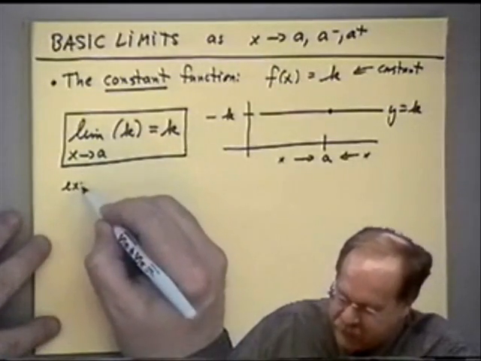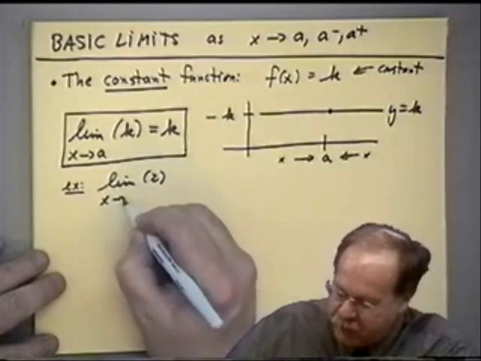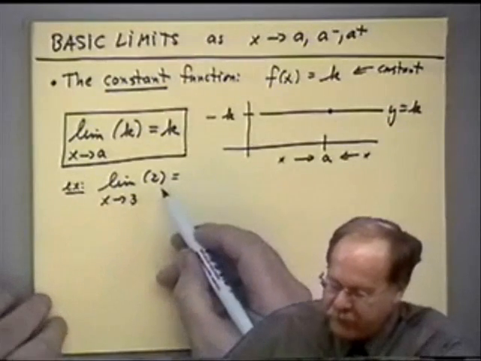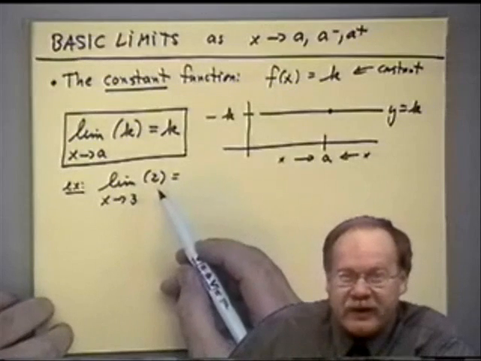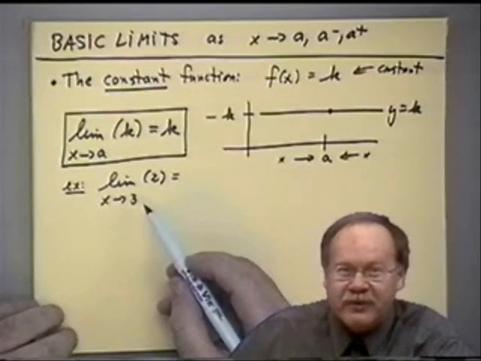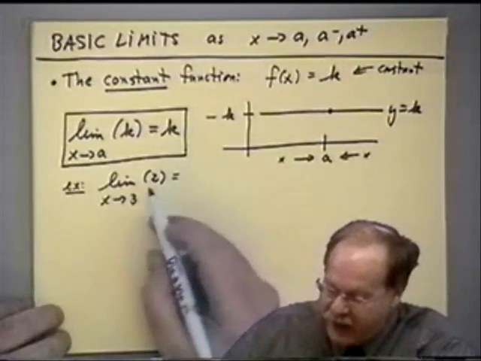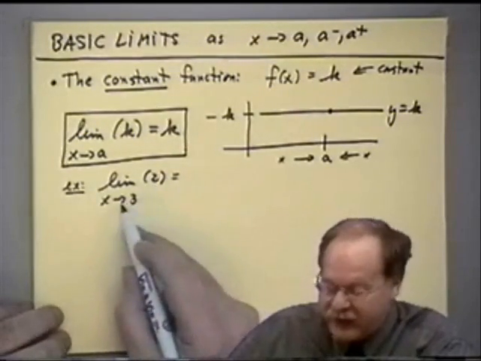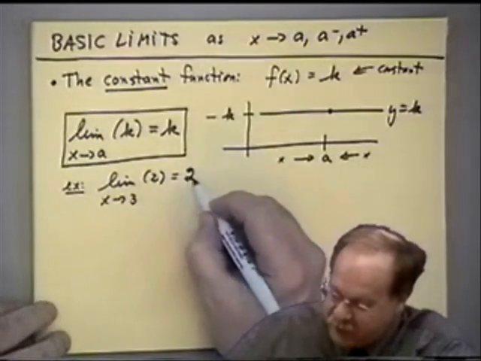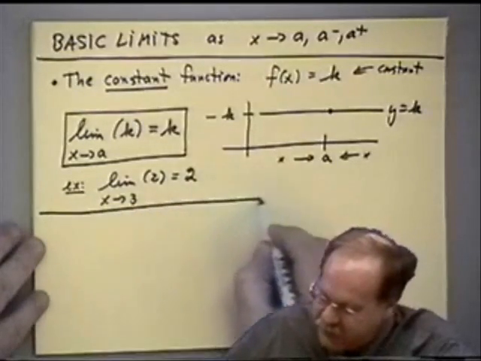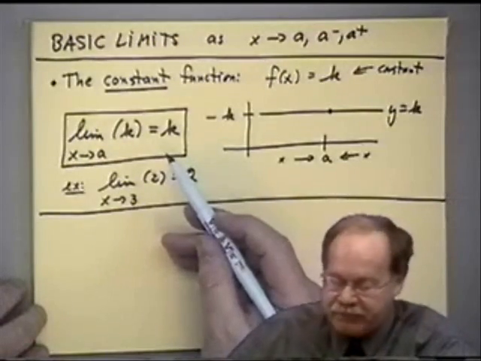And if you want a simple example, you might say, what is the limit of 2 as x approaches 3? Now if you understand the concept, you have no difficulty writing this down. If you don't understand the concept, I have seen students who try to multiply 2 and 3 or add 2 and 3 or do some other operation. In fact, this is the limit of the constant function 2 as x approaches 3, but we don't care what x approaches because this is constant, and so it's just equal to 2. So there's the constant function, the first of the basic limits. The limit of a constant is that constant.